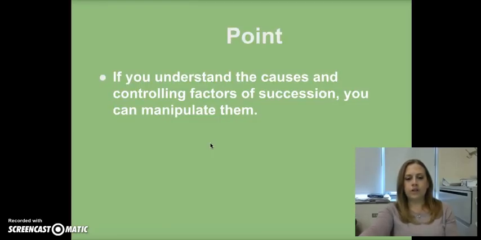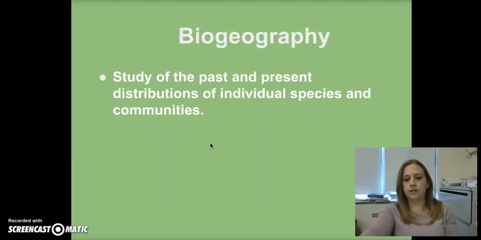So if you understand the causes and controlling factors of succession, it's really important to understand that if you know what they are, you can actually manipulate them.